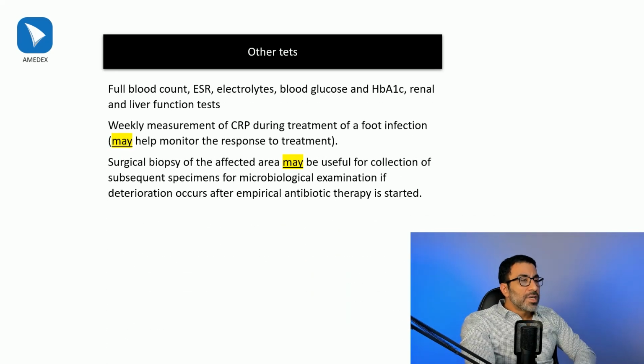Other tests. Full blood count, ESR, electrolytes, blood glucose, and hemoglobin A1C, renal and liver function tests should all be considered and offered to all patients presenting with diabetic foot. Weekly measurements of CRP during treatment of foot infection may help monitor the response to treatments. So it's not going to be a correct answer for your exam purposes, probably. Surgical biopsy of affected area may be useful for collection of subsequent specimens for microbiological testing.